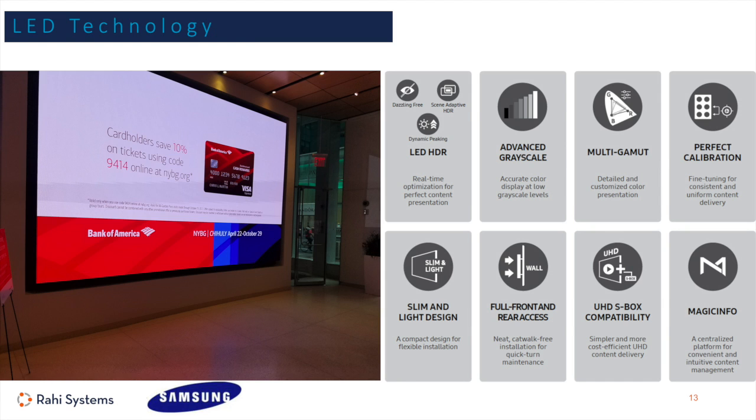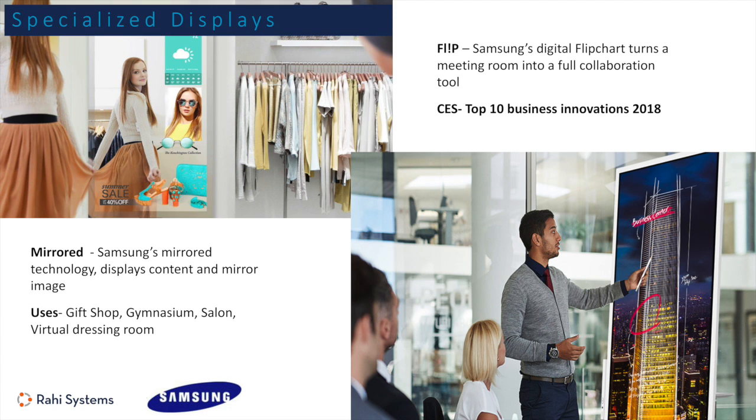Samsung is constantly innovating and creates specialized displays like, for example, Flip, which is Samsung's digital flip chart, turning a meeting room into a full collaboration tool. This was launched at the Consumer Electronics Show here in 2018 and received one of the top 10 business innovations this year. We have mirrored technology. So imagine displaying content and then a mirror image of a person, for example, in a hotel gift shop or a virtual dressing room.